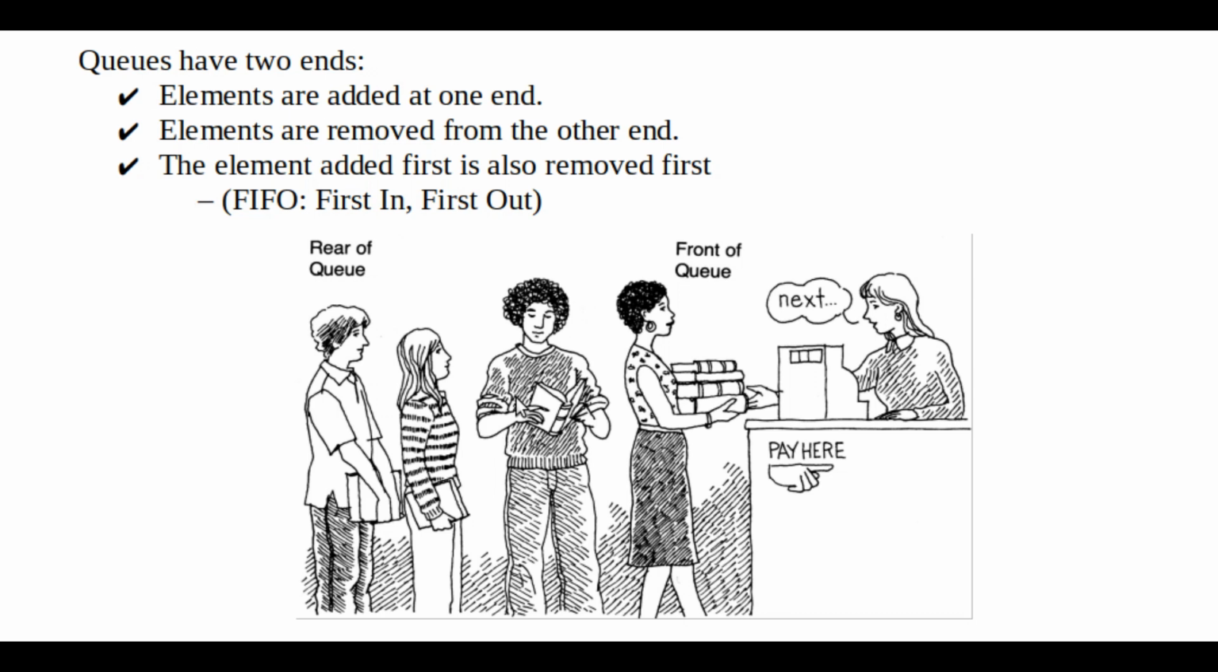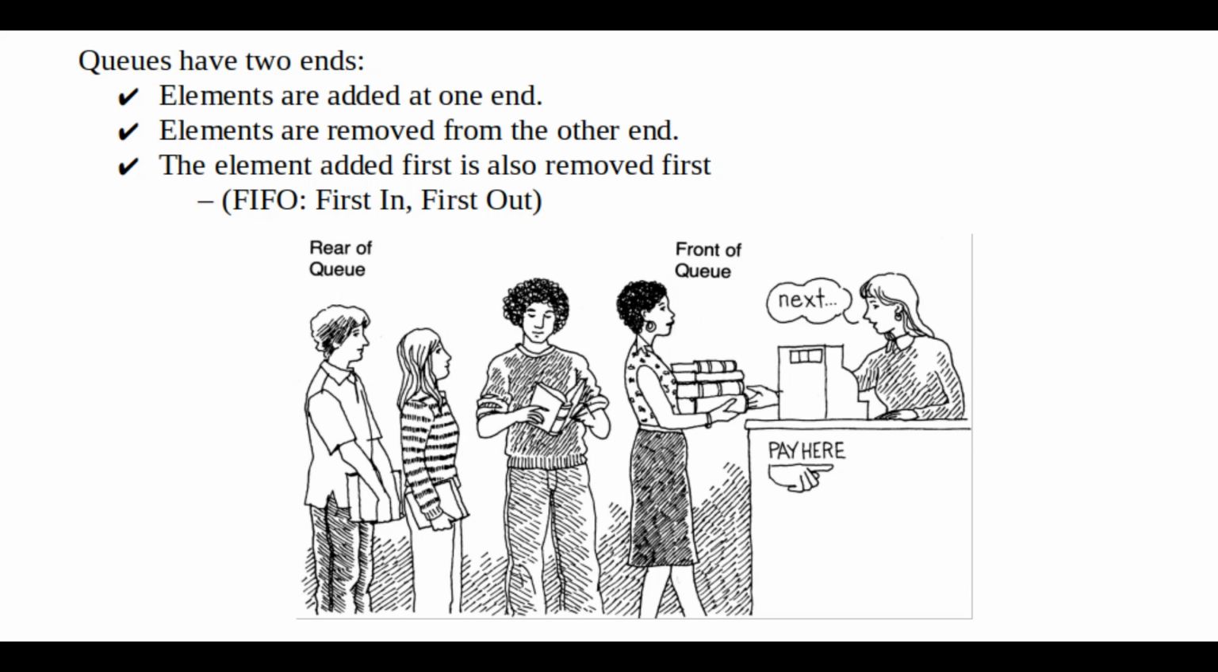In general, a queue has two ends, the front of the queue and the rear of the queue. Whenever an element is inserted into the queue, it is inserted from the rear end, and whenever an element has to be removed from the queue, it is removed from the front of the queue.